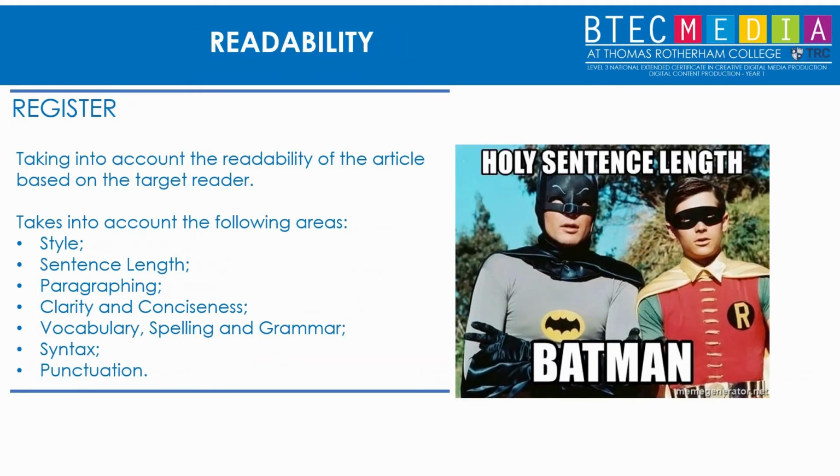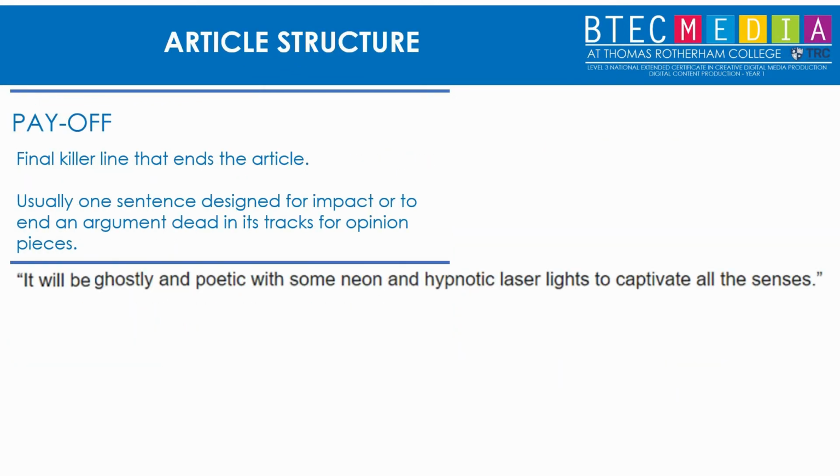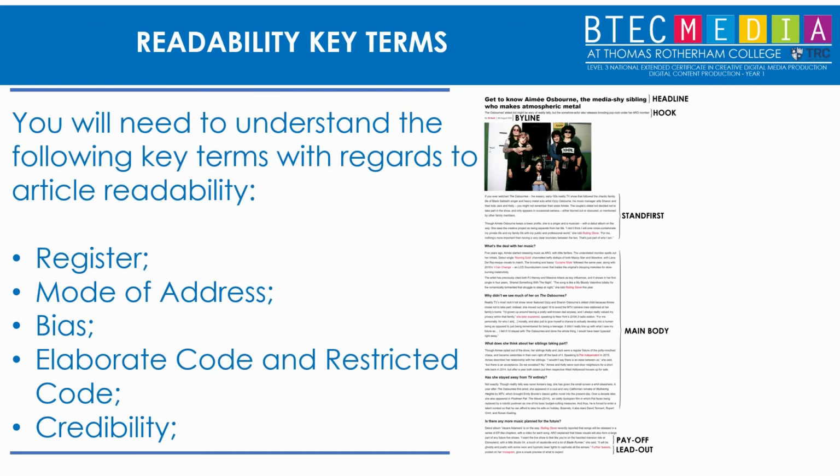Okay, so now we need to move on to readability. When we're talking about readability, we're talking about the actual style of writing. We're not looking at structure, we're looking at language this time. So let's go back to that list that we needed to go through at the start. We need to go through register, mode of address, bias, elaborate and restrictive code, and readability.